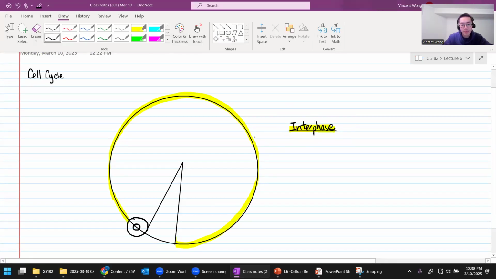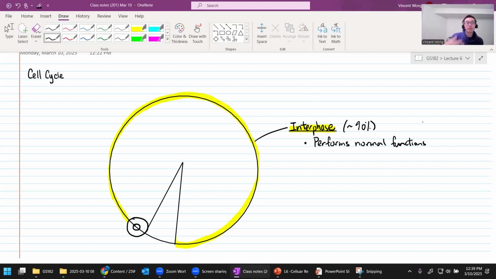Interphase. It's just the yellow part, okay? And that's approximately 90% of the time the cell is going to be in this interphase. And so what does it do in the interphase? Well, in the interphase, the cell performs normal function, whatever the function is. If it's a muscle cell, it's going to be contracting. If it's a liver cell, it might be detoxifying the blood, so on and so forth, right? Whatever its normal function is, it's doing it in the interphase.